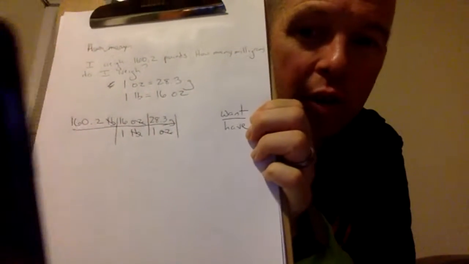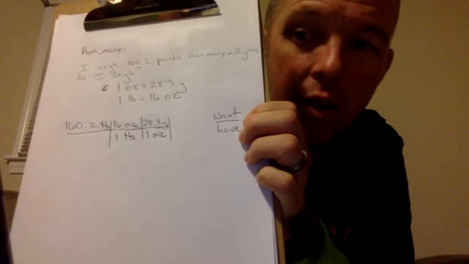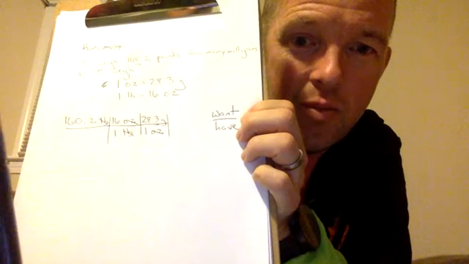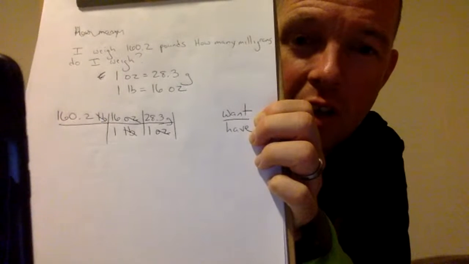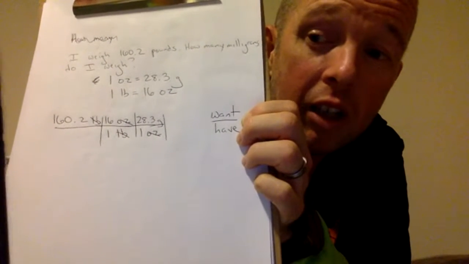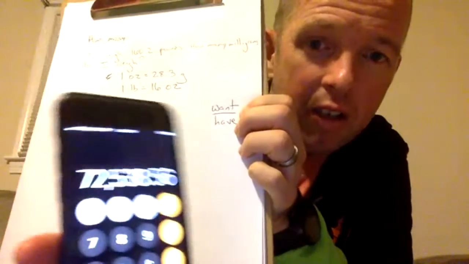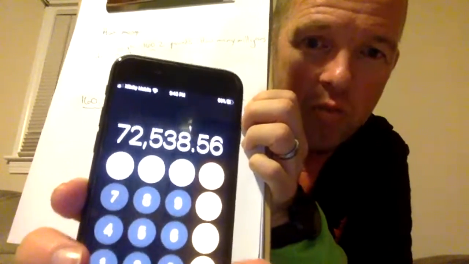I'm going to go ahead and calculate this. And I'll try to keep this up on the screen while I do it. I really need an assistant here just to hold this up. Or I could come up with some sort of rack to do that. So my math is going to be 160.2 times 16 times 28.3. And I'm going to get 72,538.56.